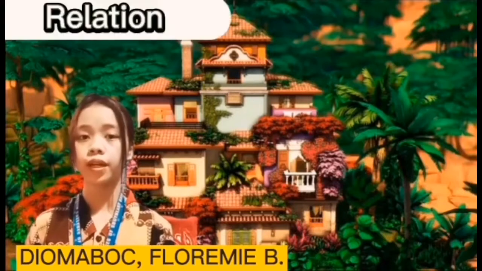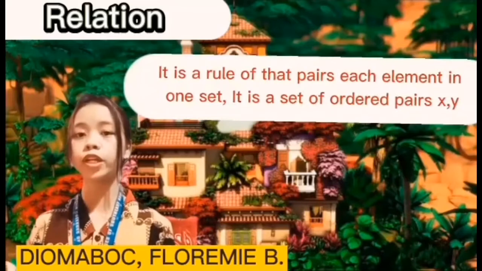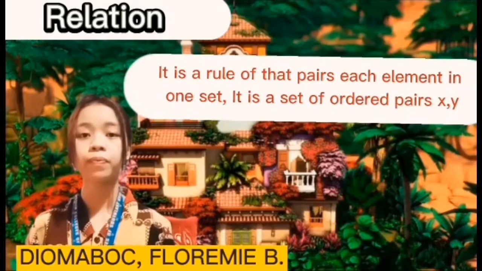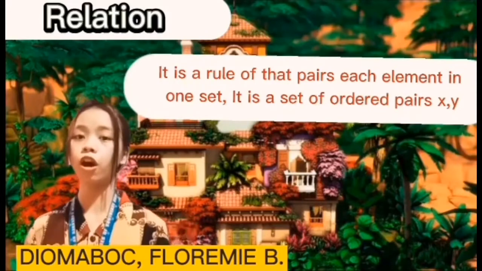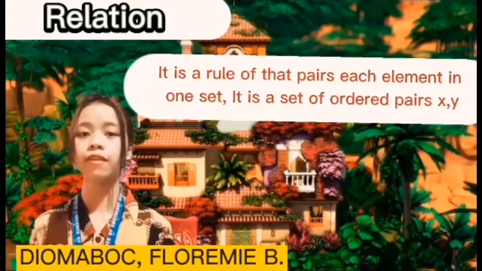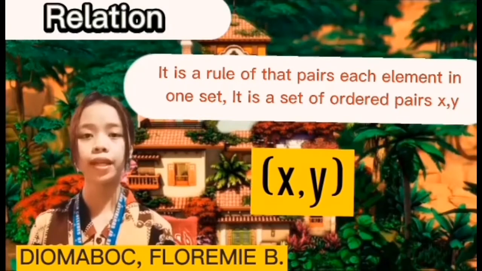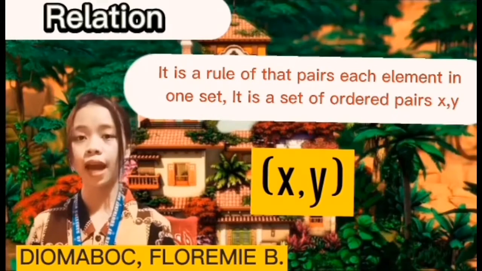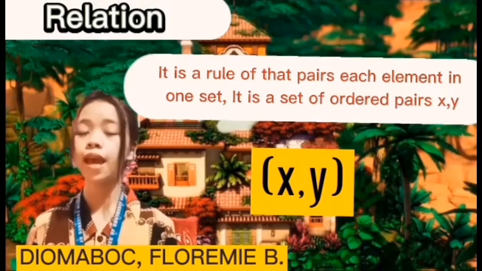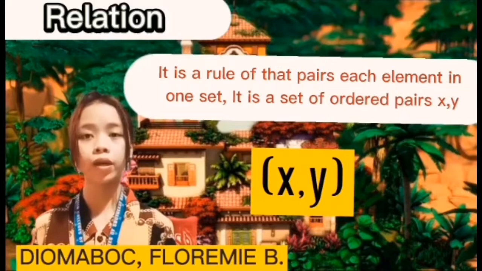What is relation? It is a rule that pairs each element in one set. It is a set of ordered pairs X and Y. What is an ordered pair? An ordered pair is a composition of the X coordinate and Y coordinate, having two values written in a fixed order within parentheses. So let us use X and Y as our domain and range. X is our domain and Y is our range. So the X coordinate always comes first, followed by the Y coordinate.